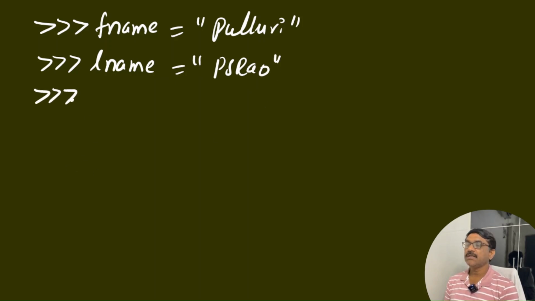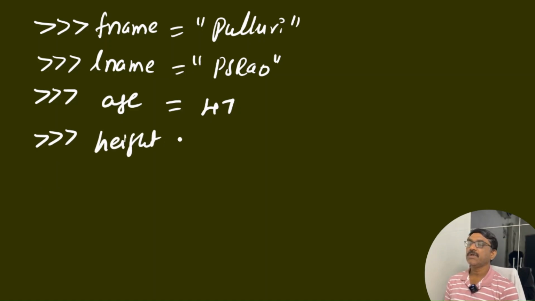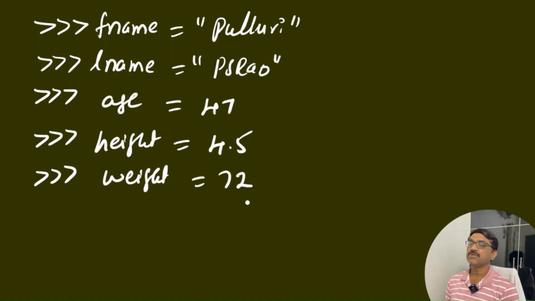And next line, here I'm taking the age, assume that I'm giving the value 47, and I'm going to take another variable, height, equals 4.5 inches. Next, you take another variable, weight, equals, for example, 72.56. These are the variables I have taken.